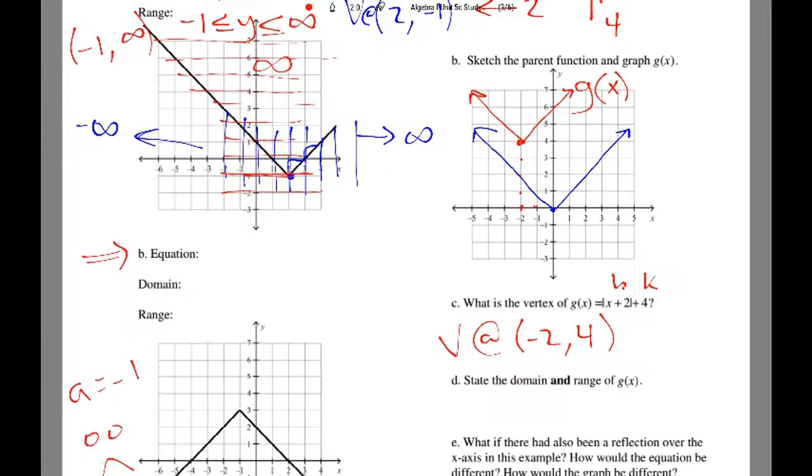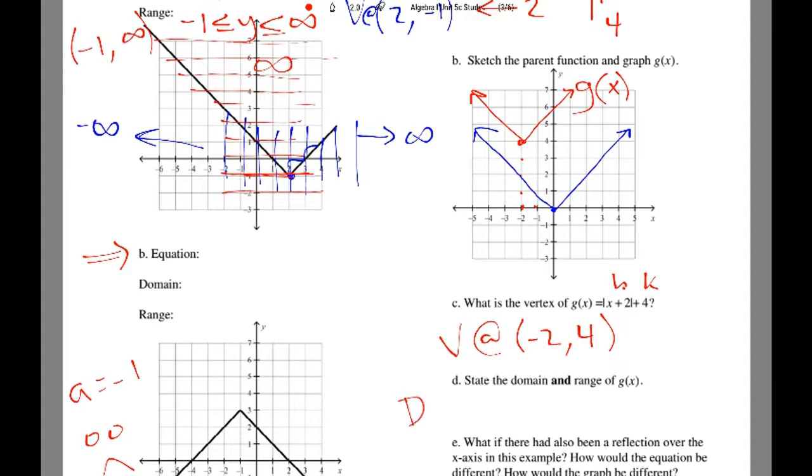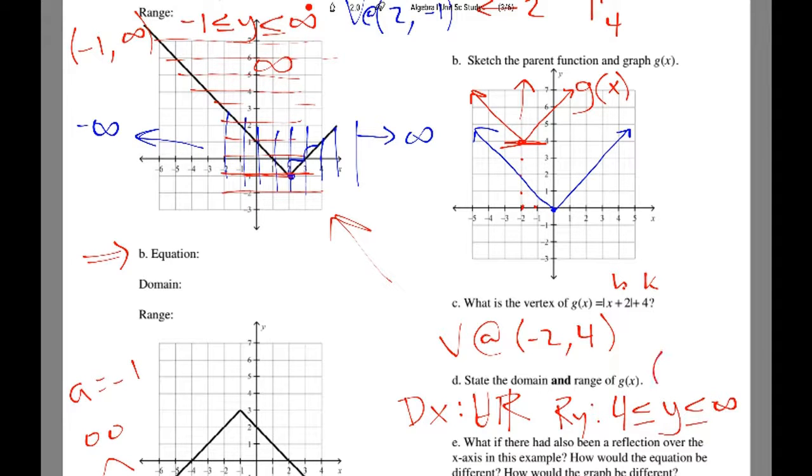The domain and range, so for domain, you can say all real numbers, just like in the last problem over here. And your range, on the other hand, is slightly different. Your range, if you look, it stops right there at 4, and then it just goes on to infinity. So y is going to be greater than or equal to 4, up to infinity. I'm also okay with you writing it like this. I'll understand what you're saying.